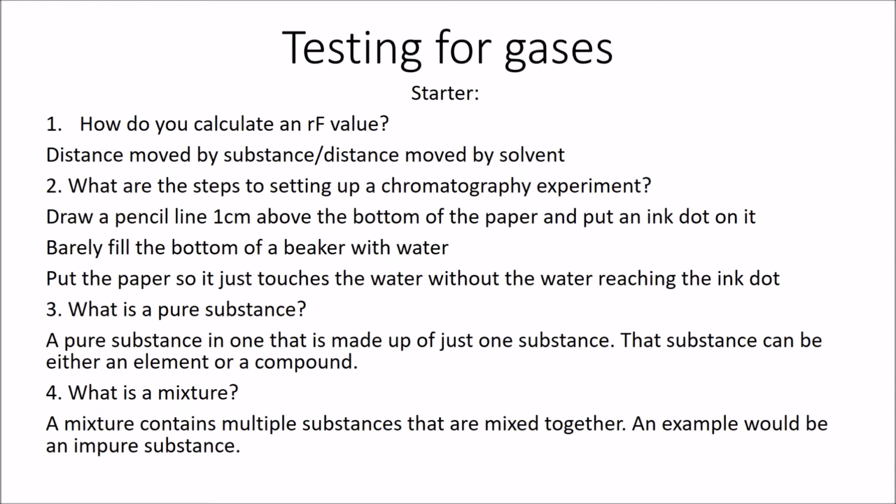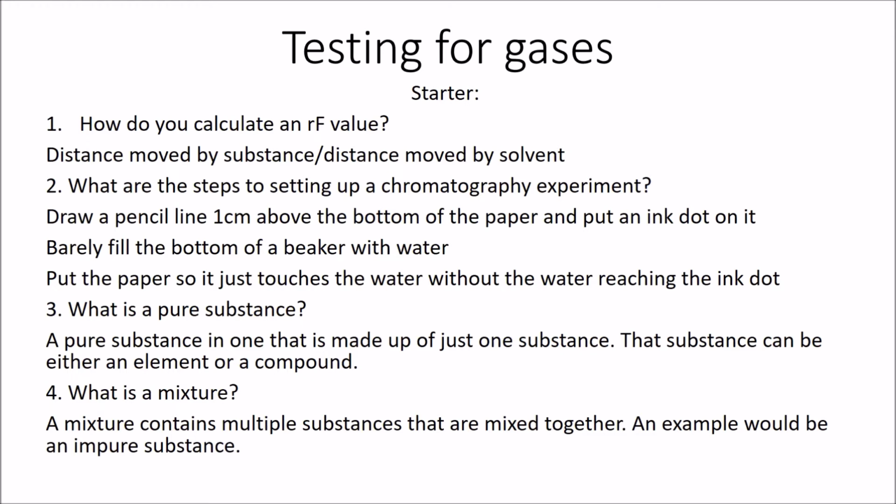And then what is a mixture? A mixture contains multiple substances that are mixed together. An example might be an impure substance. The way to test whether it's a mixture or a pure substance is to look at its boiling point or its melting point, okay? Because elements or pure substances have exact boiling and melting points. So if they don't have an exact boiling or melting point, then they are not pure.